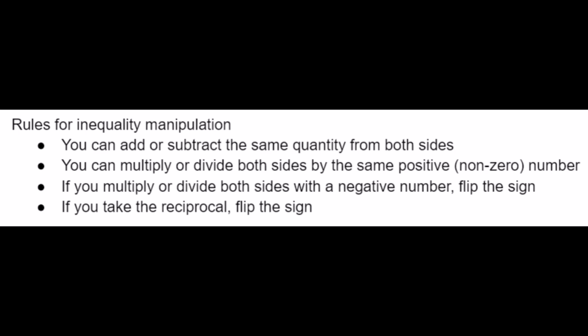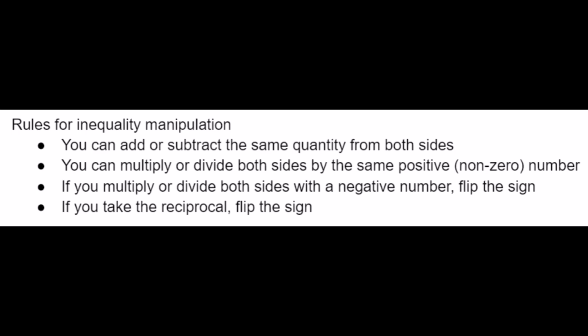You can also multiply or divide both sides by the same positive number without changing the truth of the statement. If you have 2x is greater than 4, you can divide both sides by 2 to say that x is greater than 2. However, you cannot multiply by 0. You can multiply or divide with a negative number, but then you need to change the sign.